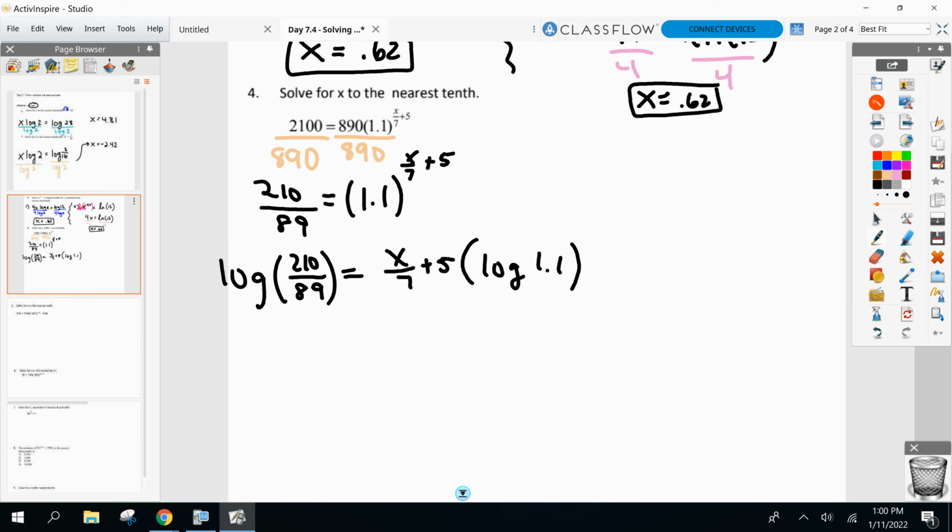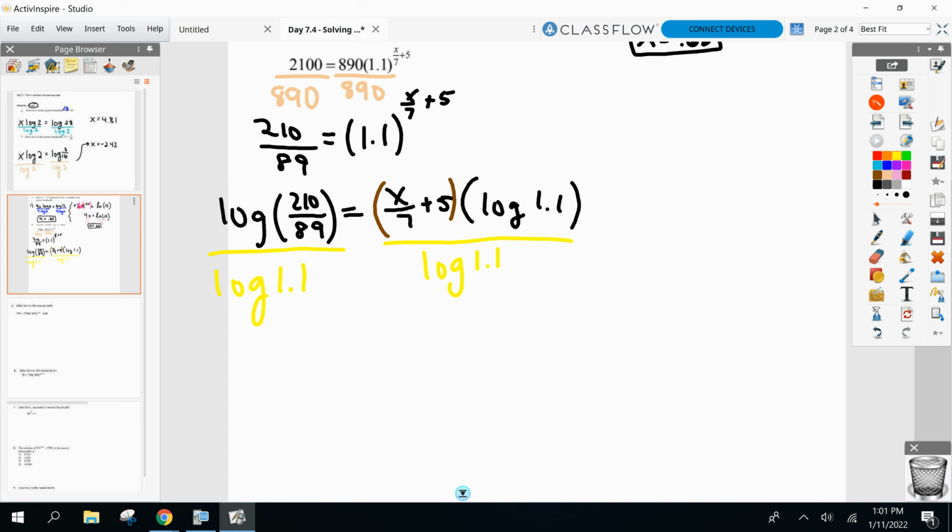Whew, we got a lot up here now. Somehow got to get x by itself. Your thoughts? Oh, no, I'm not ready yet. Because remember, I know I didn't put this in parentheses, but this is all together here. Get the log 1.1 out of there. So divide both sides by log 1.1. So right side, x over 7 plus 5. Oh boy, left side now.